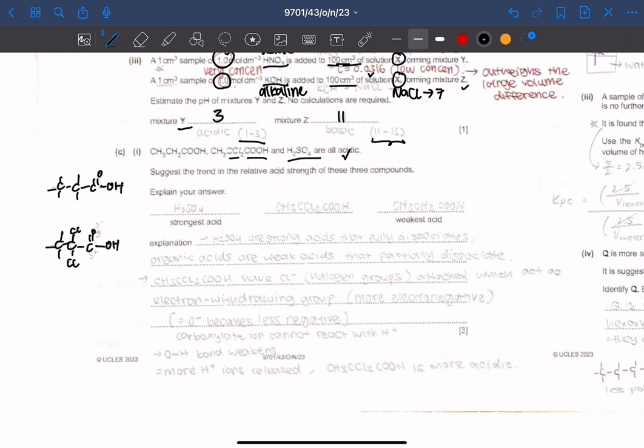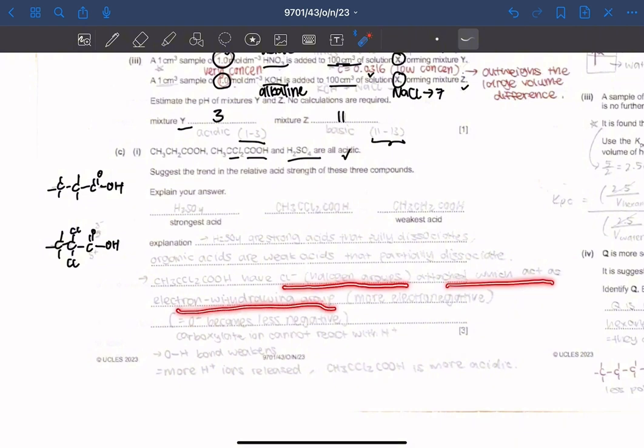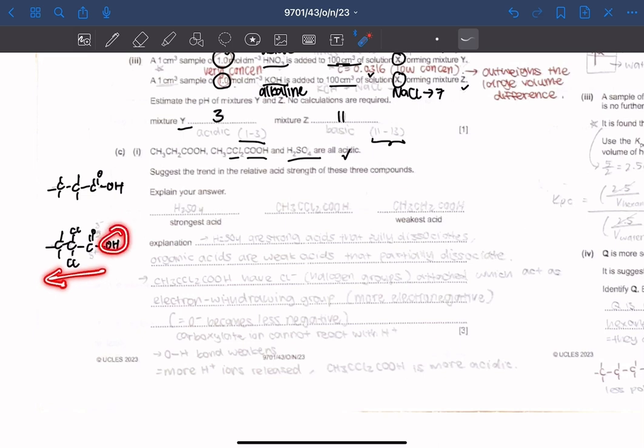Explain your answer. So of course, the strongest acid here is H2SO4, because H2SO4 is a strong acid that fully dissociates. Meanwhile, you all know from AS level that organic acids are weak acids that partially dissociate. So now it's left with the organic acids. CH3CCl2COOH is actually more acidic compared to this because of the Cl groups. Cl or halogen groups act as electron withdrawing groups, which are more electronegative and cause the O- group to become less negative, and so the carboxylate ion formed cannot react with H+, and the OH bond weakens, and therefore it breaks more easily. More H+ ions are released, and CH3CCl2COOH is more acidic.